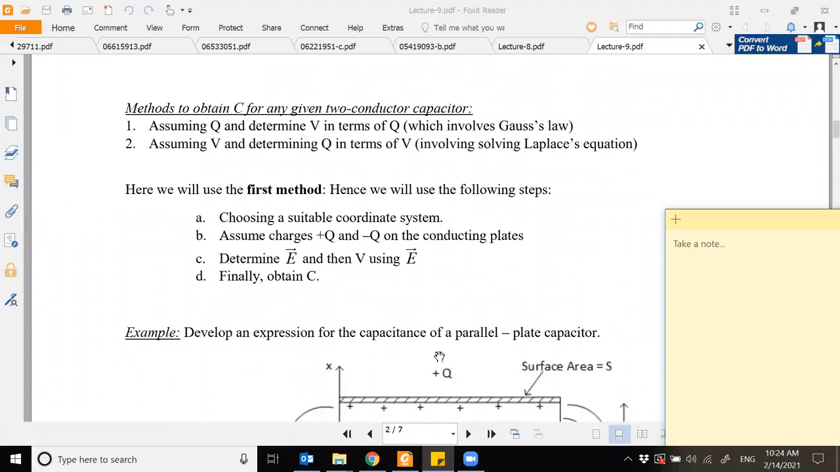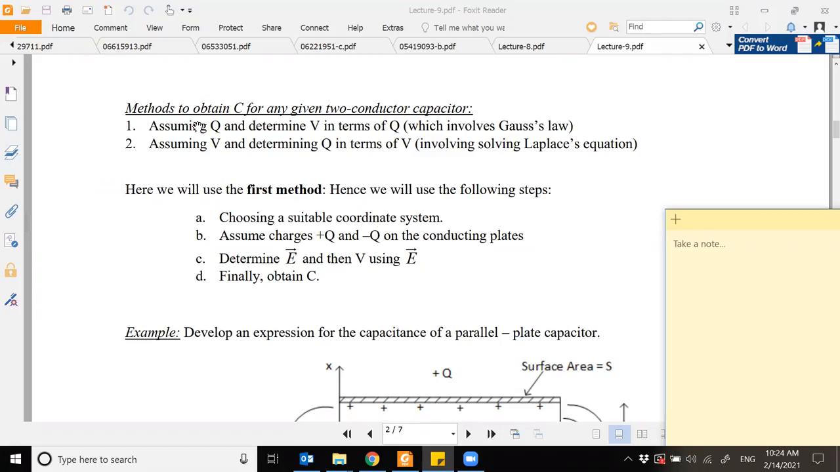Now, how do we find that capacitance? There are two methods. Okay, so the book has shown two methods, and I'm just summarizing those two methods here. So what are the two methods? When we know the charge on a capacitor, then we can use the first method. Or when we know the potential difference at which the capacitors are kept, then we can use the second method.